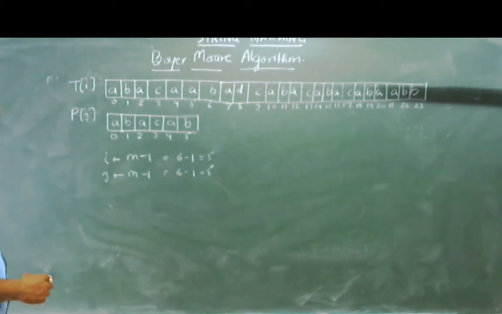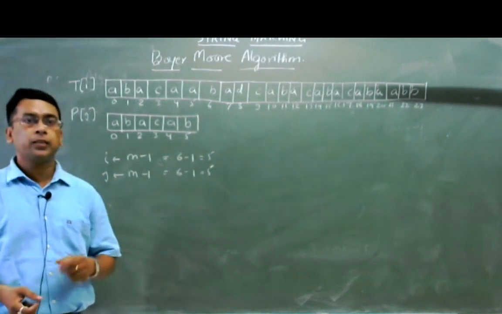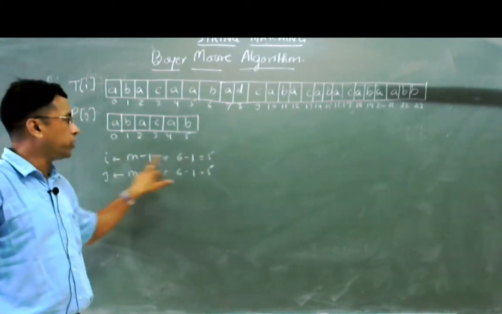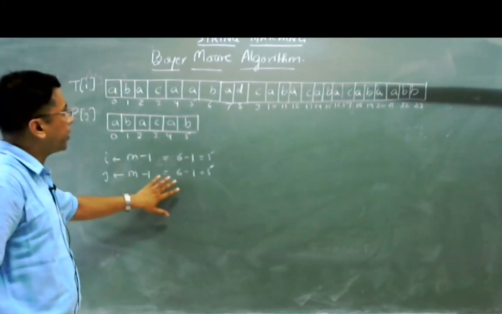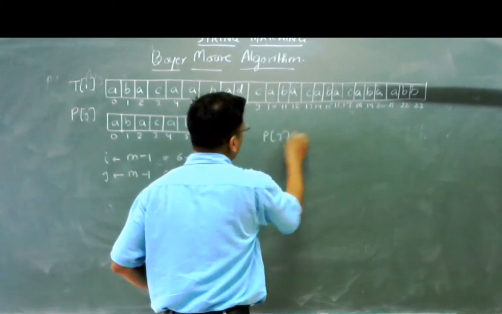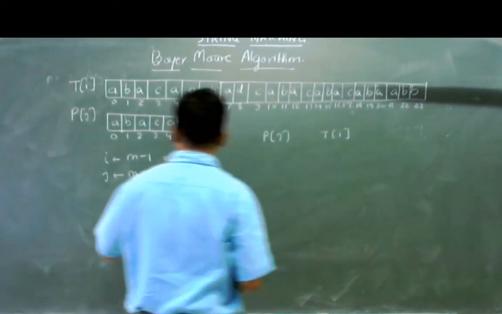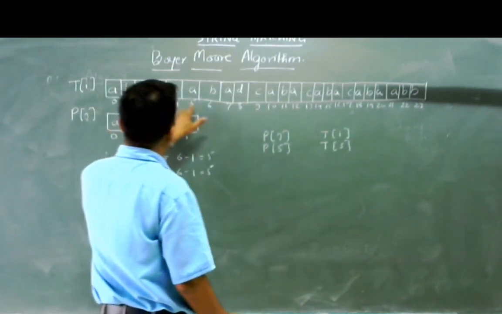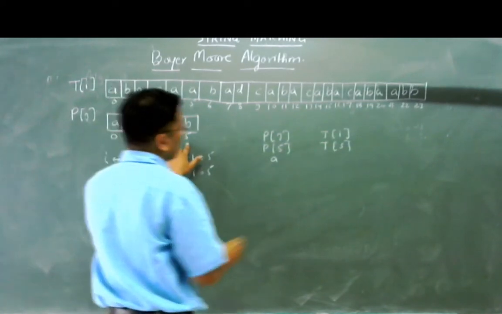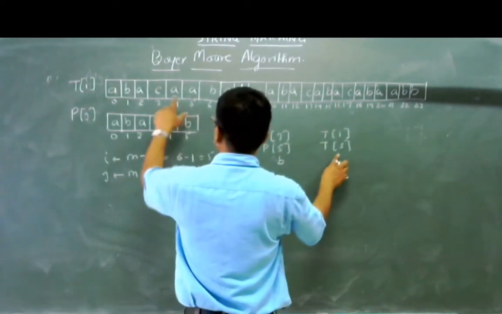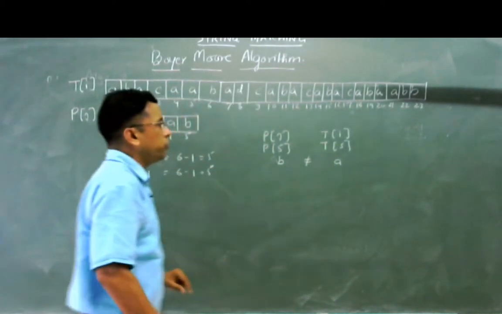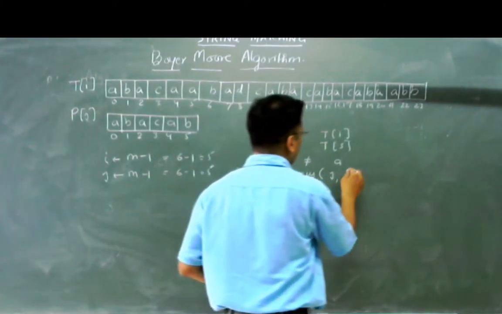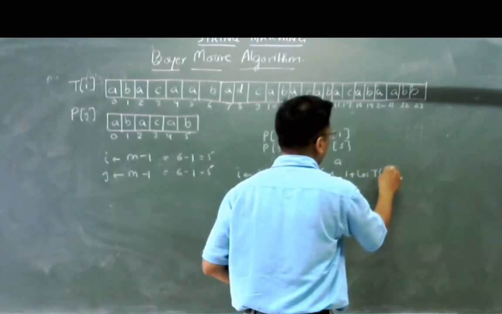Now after that there are simple steps. Here m is the length of the pattern, not the last index, so m would be equal to 6, not 5. Now we shall compare whether P[j] is equal to T[i] or not. P[5] and T[5]. P[5] is equal to B and T[5] is equal to A. No match. When there is no match, we shall use the formula: compute i is equal to i plus m minus minimum of j comma 1 plus last[T[i]]. This is the formula.